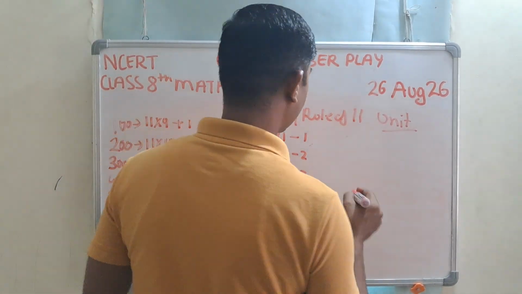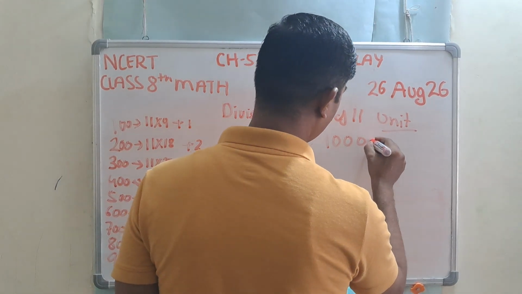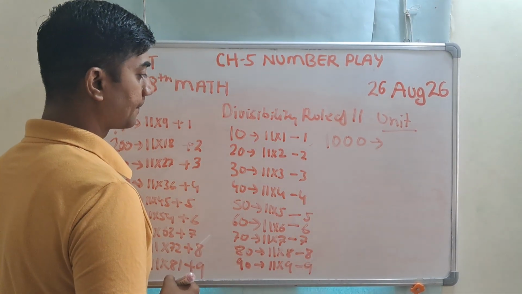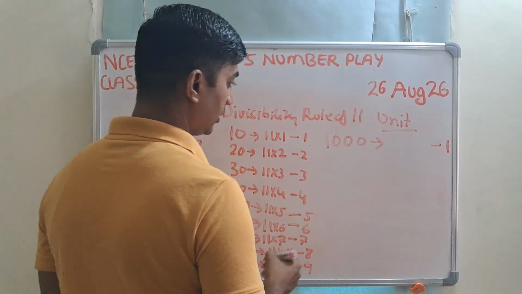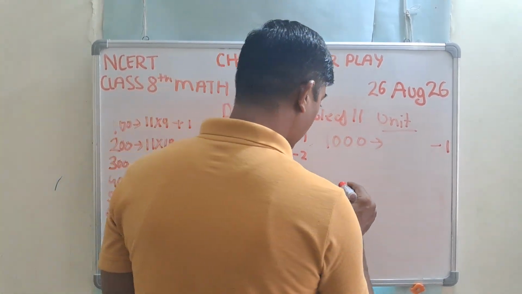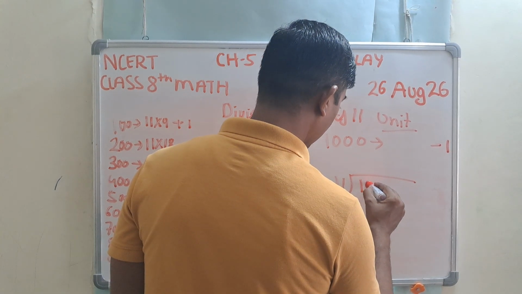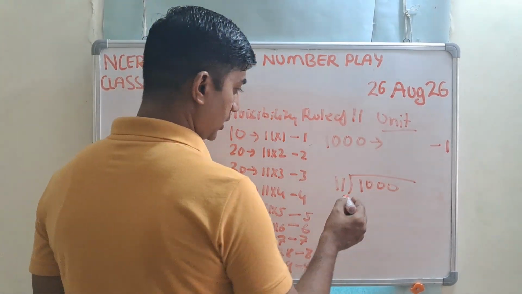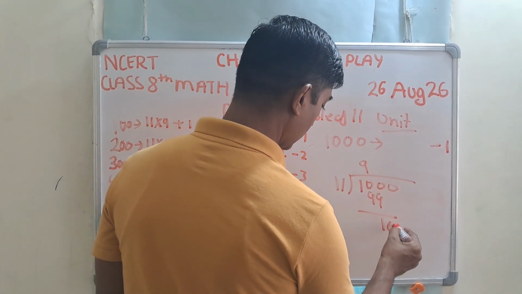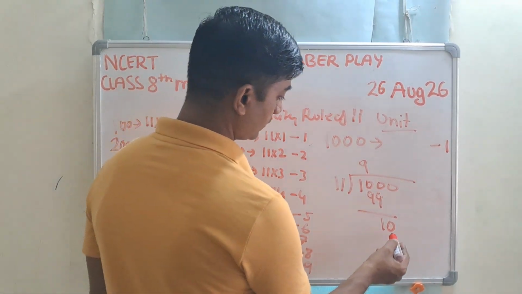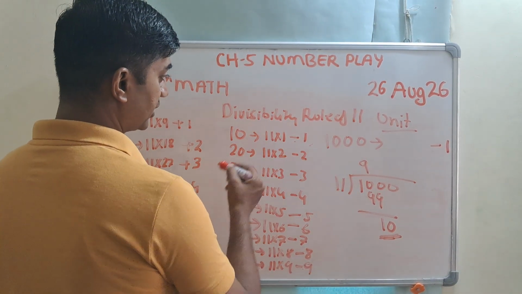Now see, in case of 1000, 1 2 3, how will you represent this number? Here you have to subtract -1. Now we will divide this number by 11. 1000. Now 10, you know, in case of 10 you have -1. Understood?